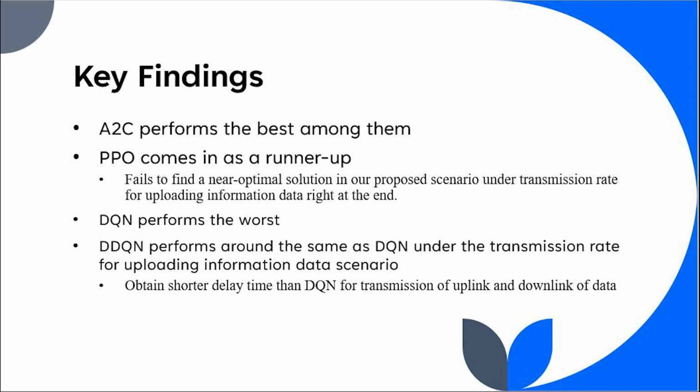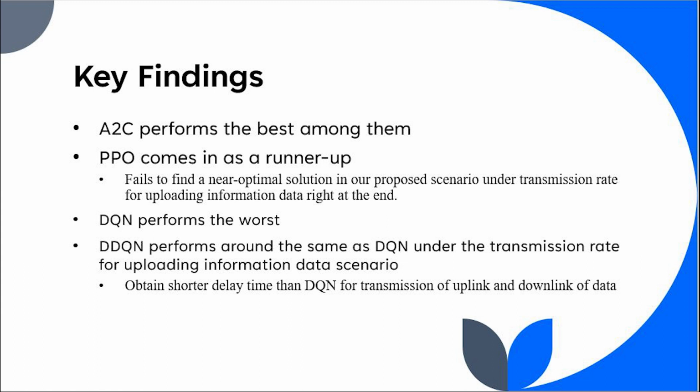It always attains the highest eventual reward, which can be attributed to its Advantage Actor-Critic base structure and superior sample efficiency, as it uses multiple agents for sampling and gives one of the shortest delays for transmission of uplink and downlink of data. Next, the Proximal Policy Optimization Algorithm comes in as a runner-up. Although PPO is considered a more stable algorithm due to its policy constraint feature, it fails to find a near-optimal solution in our proposed scenario under transmission rate for uploading information data.